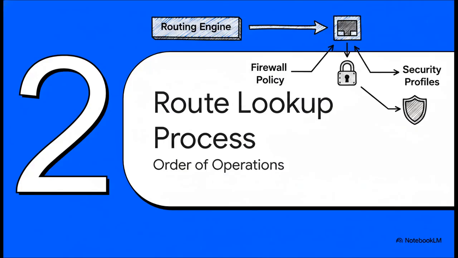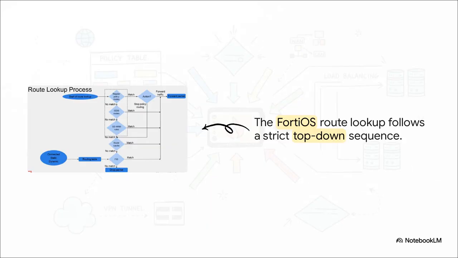Moving right along to Section 2, the route lookup process. You know, it's a strict rule of network architecture that routing decisions have to happen before most security features. Your security policies rely entirely on the outgoing interface that's selected by the routing engine. And to make that decision, the FortiGate uses a very strict top-down funnel.